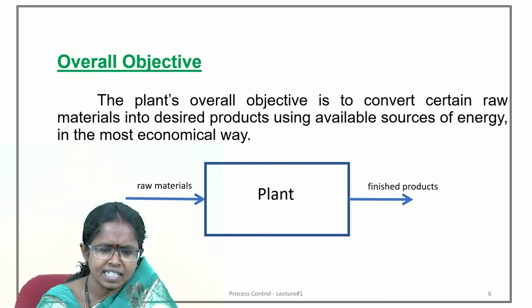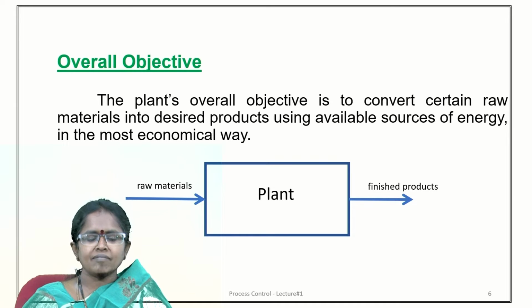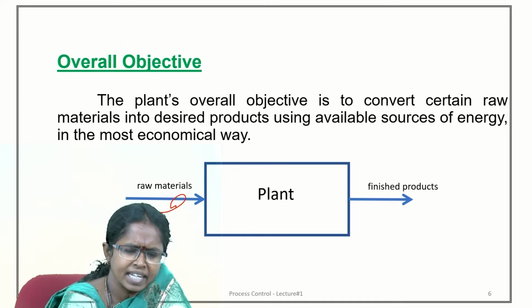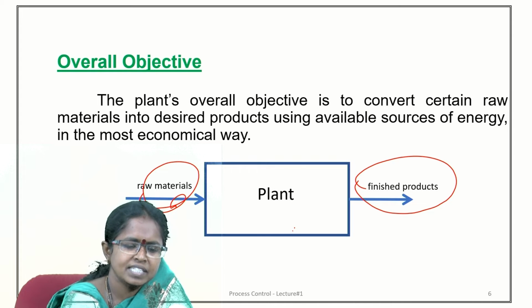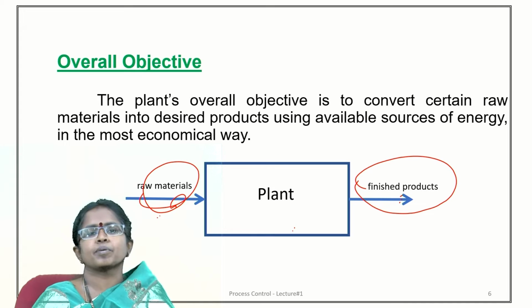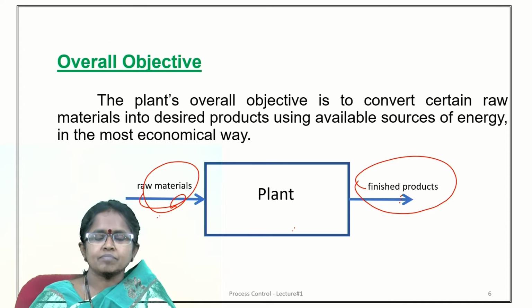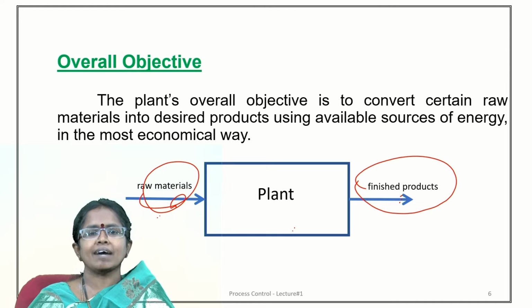What is the function it is performing? The plant's overall objective is to convert certain raw materials into a useful product. That is, this is a plant which receives the raw material and converts it into a finished product in the most economical way, using available sources of energy. So that is the overall objective of any plant.